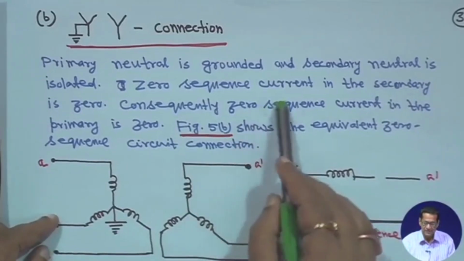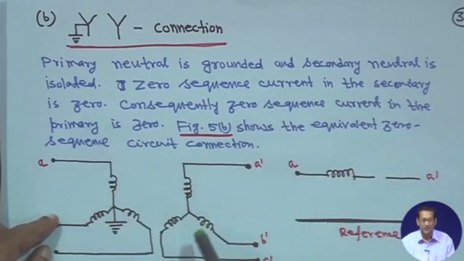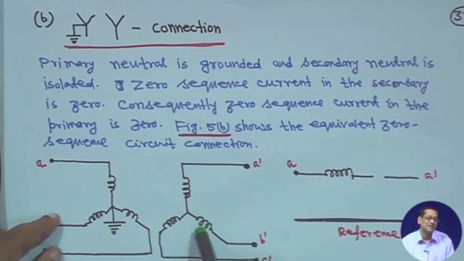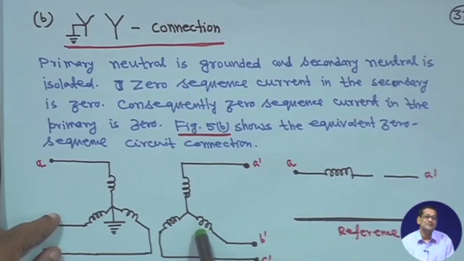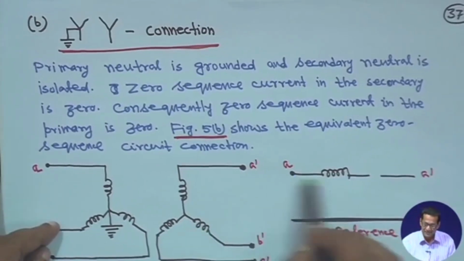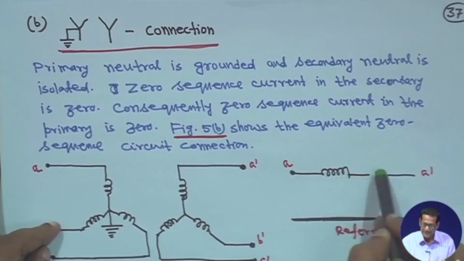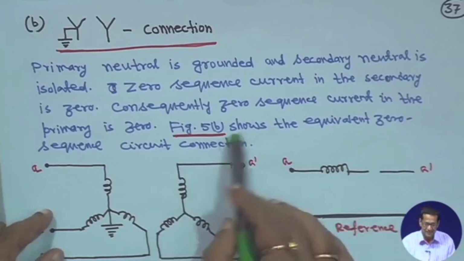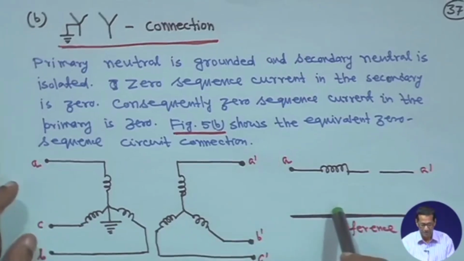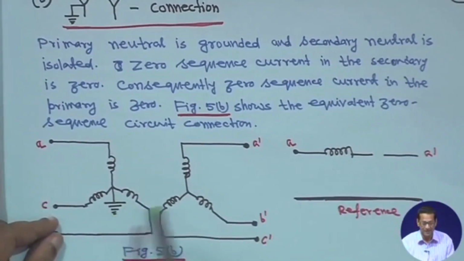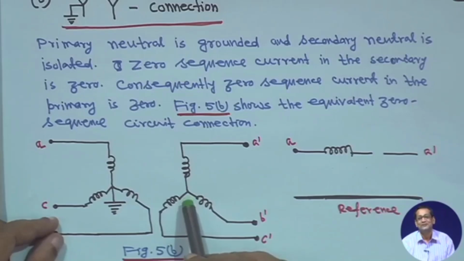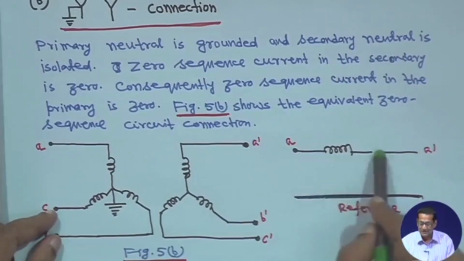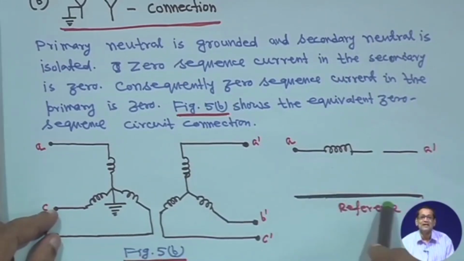That means the zero sequence current in the secondary is zero, because there is no ground here. So, there is no question of zero sequence current flowing on the secondary side. That means this diagram will be this, but this will remain open, because on the secondary side there is no zero sequence current, it cannot flow. Although this side is grounded, this side is ungrounded. That is why this will remain open, but this reference line you have to show.